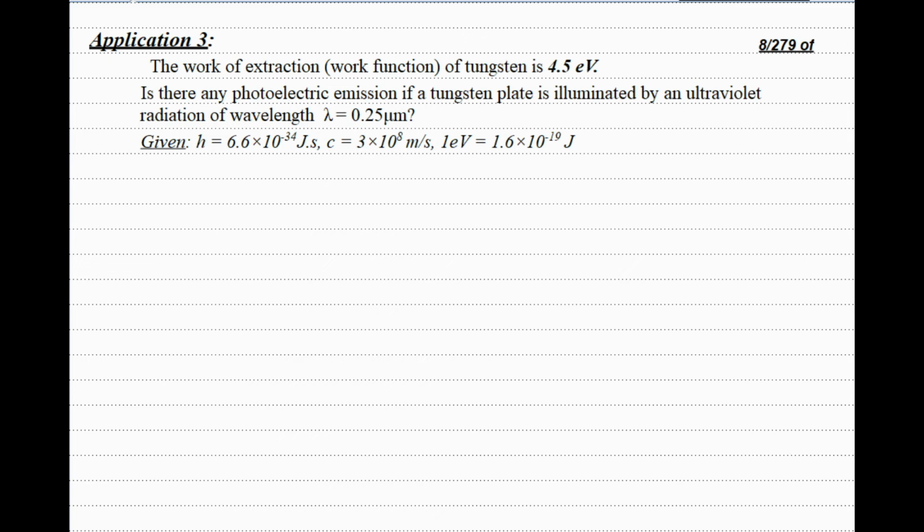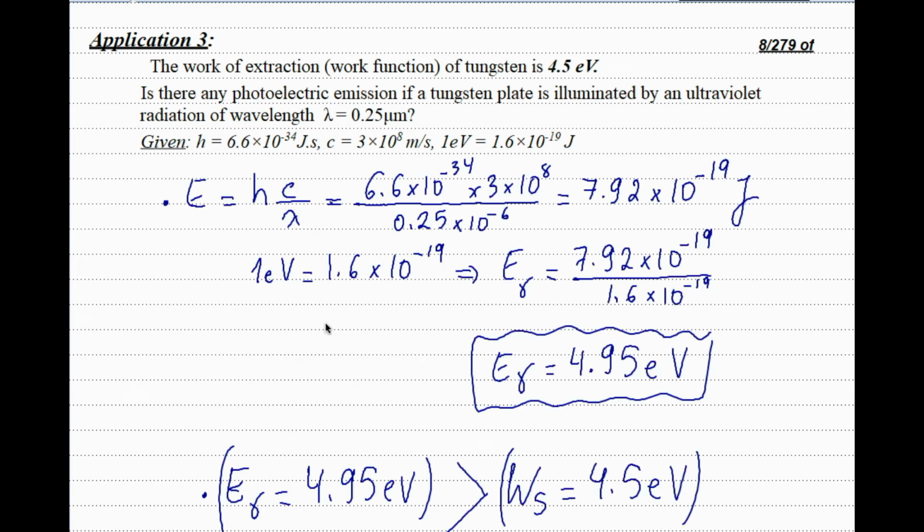So E equals, and excuse the handwriting, E equals hc over lambda, calculate that, 7.92 times 10 minus 19 joules, a low number, which is reasonable. Now divide by 1.6 to convert. Pay attention to have this within brackets when you divide, yes? So E gamma is 4.95. Now it's easy. 4.95 is greater than 4.5, so yes, photoelectric emission is going to be observed.